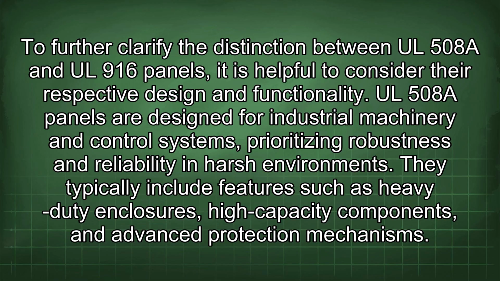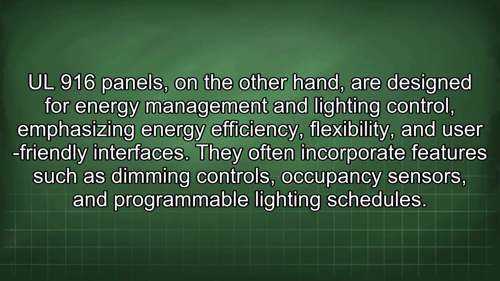UL 508 panels are designed for industrial machinery and control systems, prioritizing robustness and reliability in harsh environments. They typically include features such as heavy-duty enclosures, high-capacity components, and advanced protection mechanisms. UL 916 panels, on the other hand, are designed for energy management and lighting control, emphasizing energy efficiency, flexibility, and user-friendly interfaces. They often incorporate features such as dimming controls, occupancy sensors, and programmable lighting schedules.